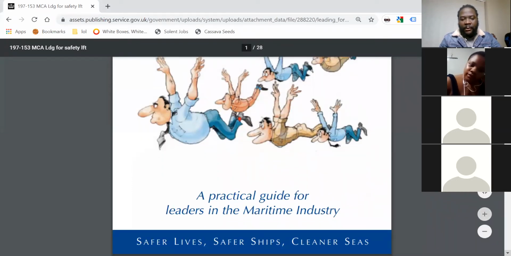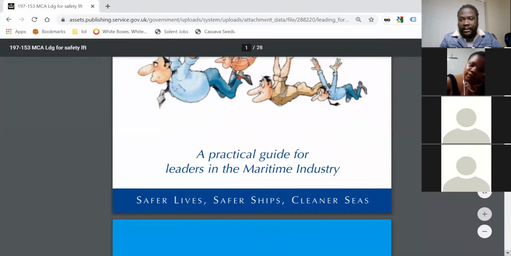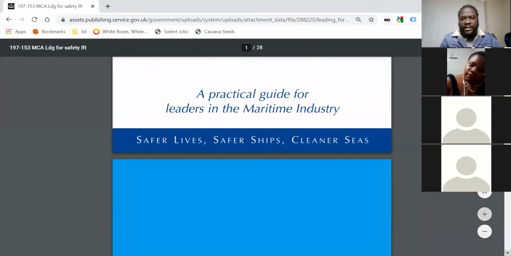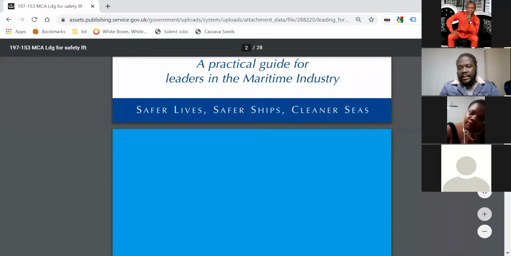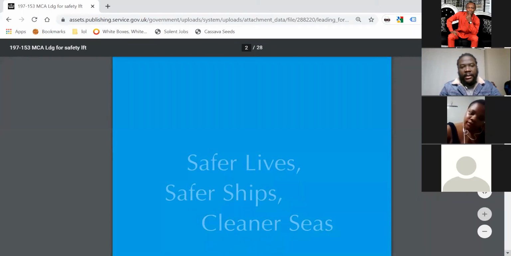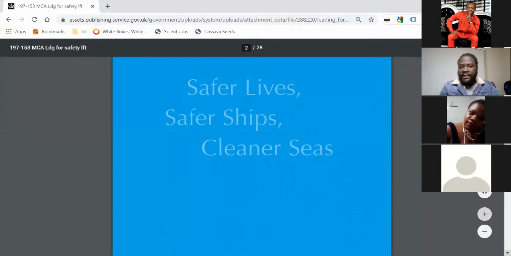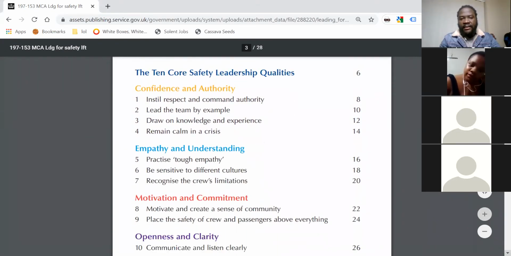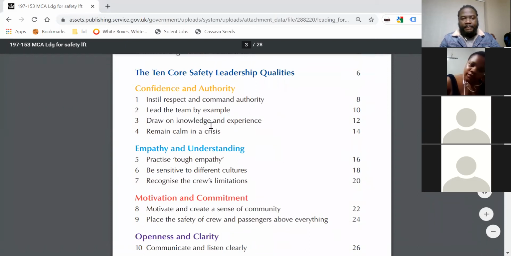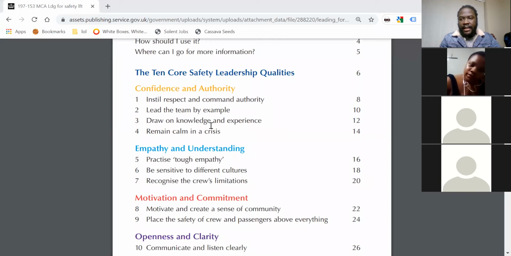Anyway, I will share the link to this so that everybody can download it and read it themselves. So this class will be about discussing this, a practical guide to leaders in the marine industry. We are all leaders. Everybody in this class today is a leader. Again, this is an MCA document, and the MCA is safer lives, safer ships, and cleaner seas. All right, who doesn't want that? There are 10 core safety leadership qualities that the MCA really talks about, and that's what we'll talk about.